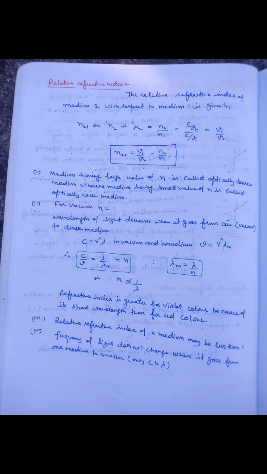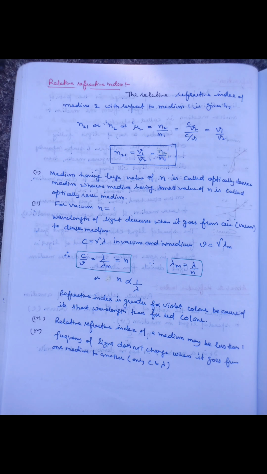When it goes from a rarer to a denser medium, then it bends toward the normal, and when it goes from a denser to a rarer medium, it bends away from the normal. The ratio of the speed of light in vacuum to the speed of light in a medium is called absolute refractive index. It is a number having no units and no dimensional formula. The medium having a large value of refractive index is called an optically denser medium. It is 1 for vacuum.